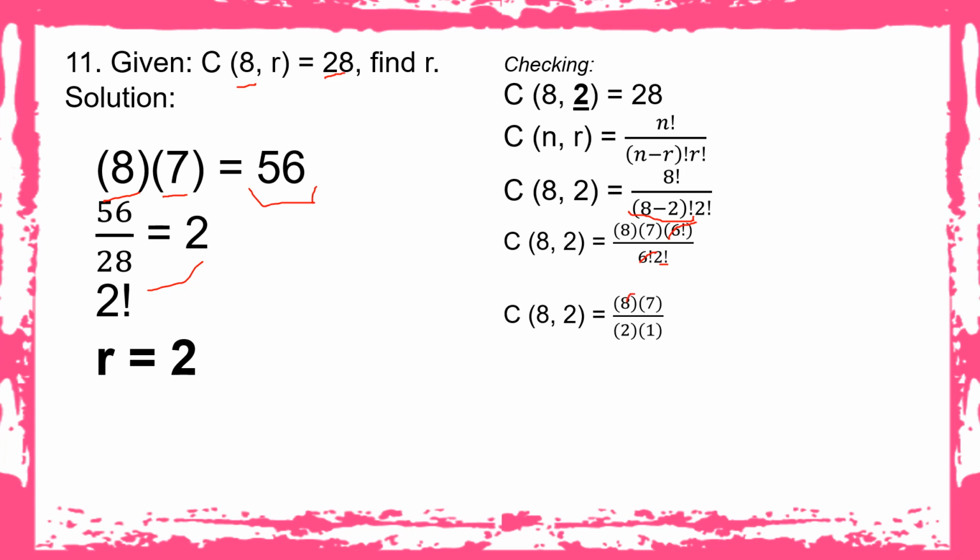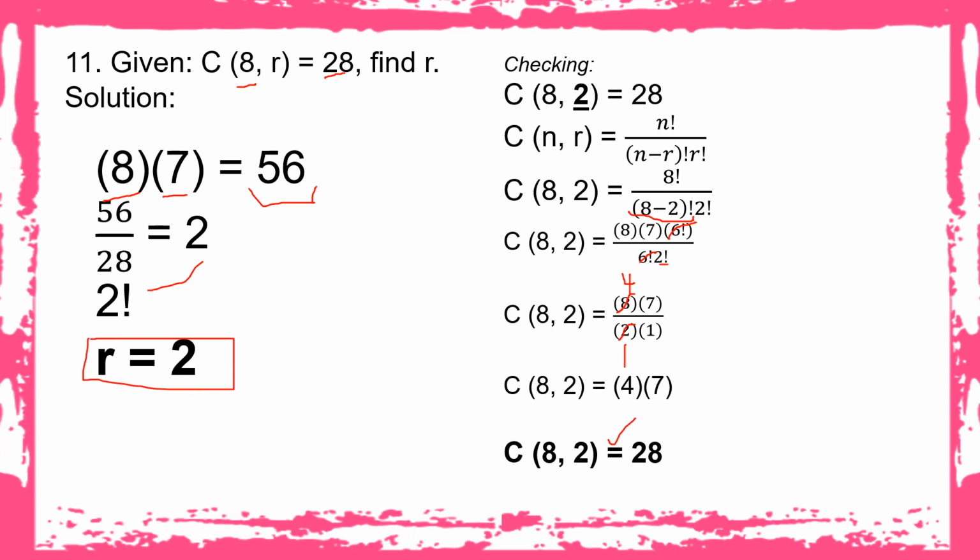Again, this is division, so we can simplify 8 and 2. 8 divided by 2 is 4, and 2 divided by 2 is 1. So the remaining numbers in the numerator are 4 and 7. If we multiply, 4 times 7 is 28. So therefore, combination of 8 taken 2 is equal to 28. So r is equal to 2.